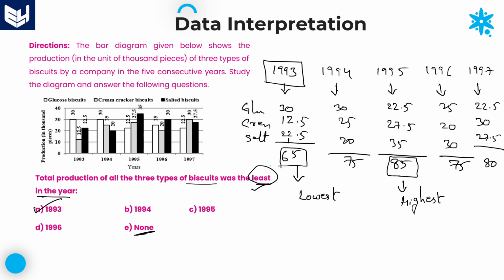Option A. In case the question asks about the highest value, your answer will be 1995, because the total is highest in the year 1995. But in this question, it is asking about the lowest. Lowest is in the year 1993. Therefore, option A is the right answer for this question.